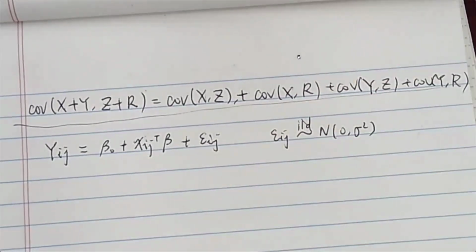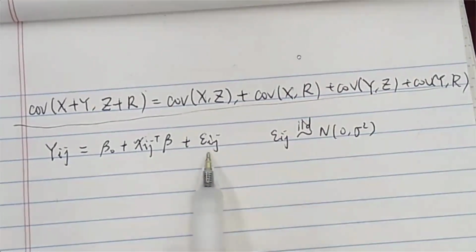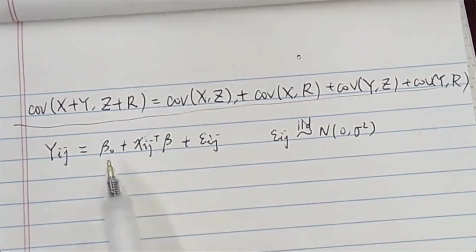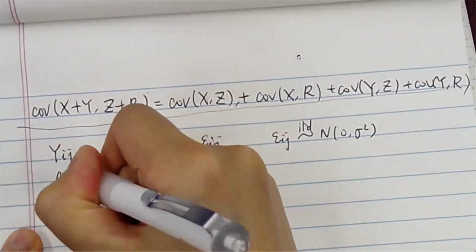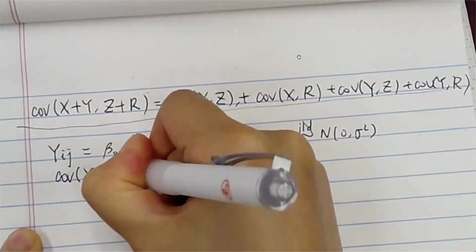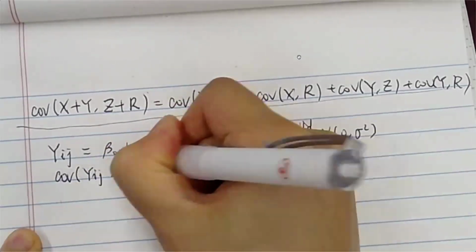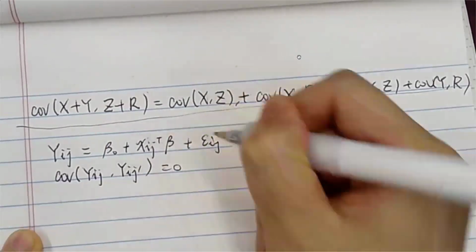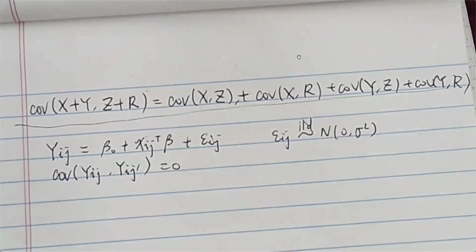So what it means is that whatever value one error term takes doesn't tell you anything about what values other error terms take, right? Then if we write it in mathematical terms, the covariance of Yij and Yij prime should be 0, no problem. But how can you explain this fact?